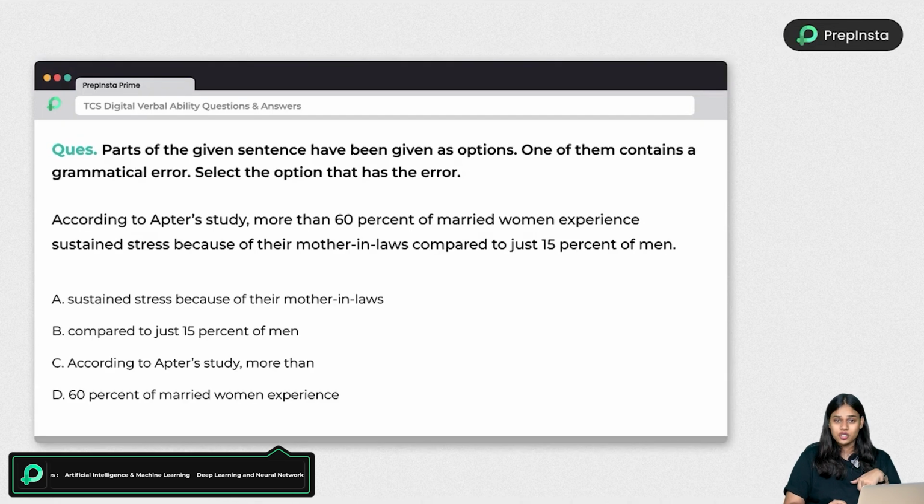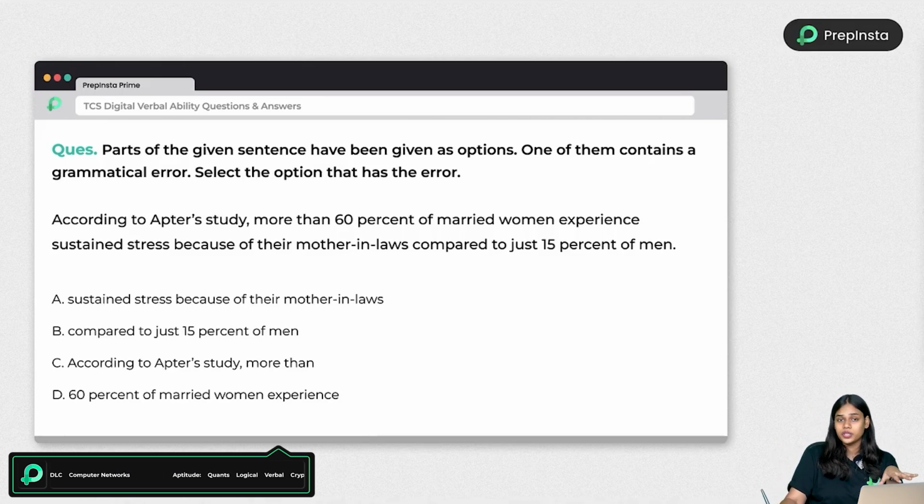Moving forward to the next question. Okay, parts of the given sentence have been given as options. One of them contains a grammatical error. Select the option that has the error. Alright, so what is the sentence here? According to Aptar's study, more than 60% of married women experience sustained stress because of their mother-in-laws compared to just 15% of men. Alright, so the sentence is right before you.